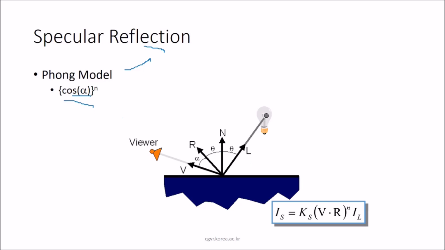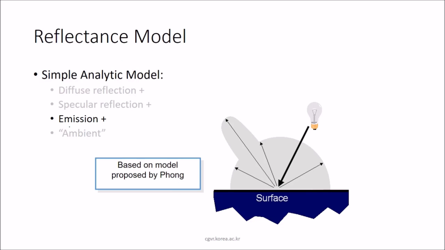We know that cos alpha can be given by V·r. So (V·r) to the power n, and Ks is the constant for the specular reflection, and IL is again what we have been talking about, but Is is the intensity of the specular reflection light. Then we come to the emission.